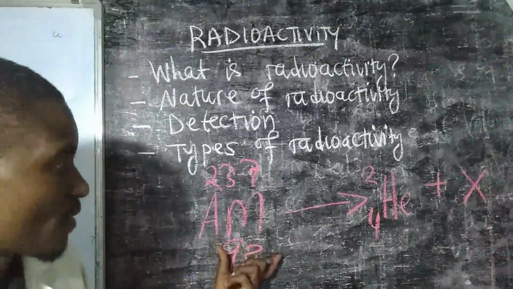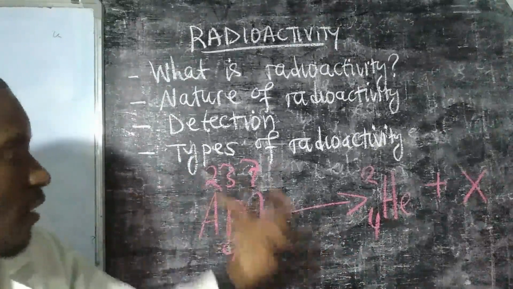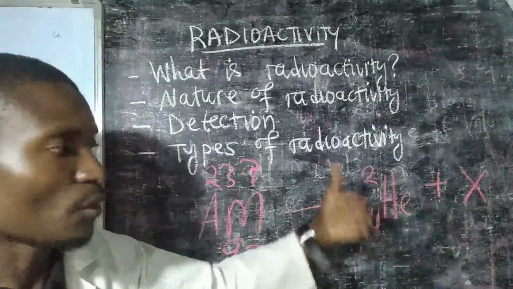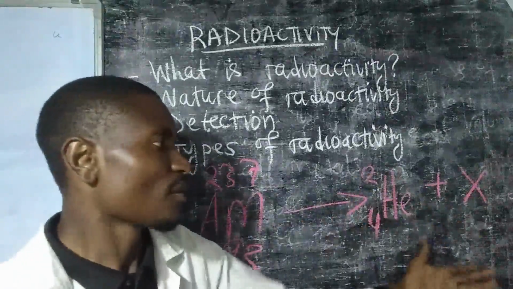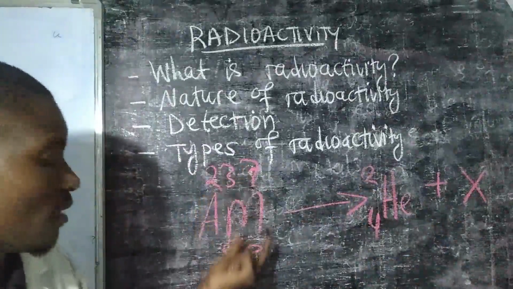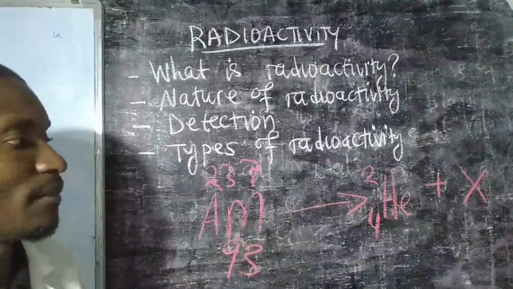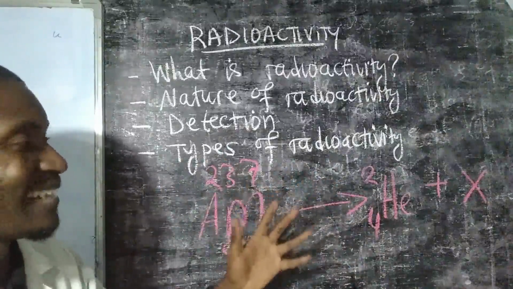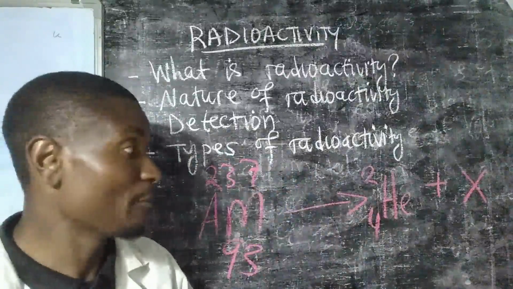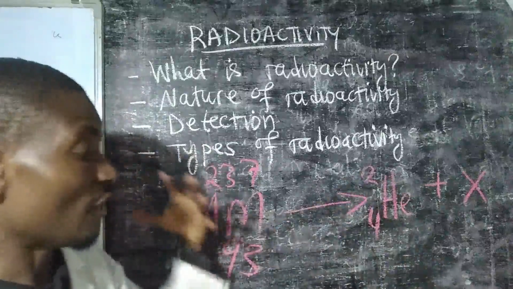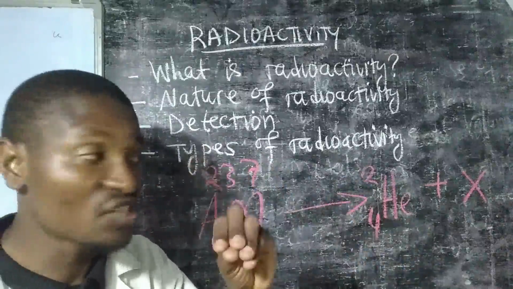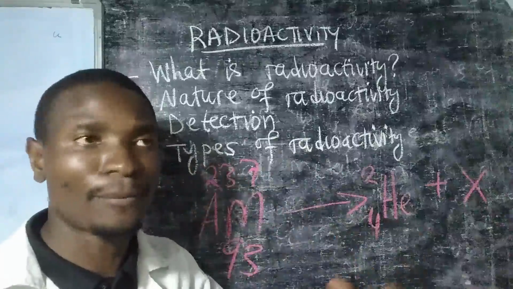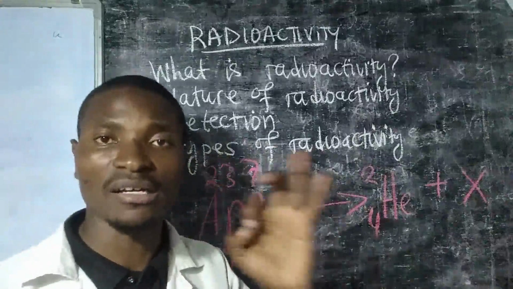When this substance americium is undergoing decay by emission of helium, which is an alpha particle, what will happen to the mass number as well as to the proton number or atomic number after it has emitted? And of course, this same americium 237 can also undergo a double decay after emitting the alpha particle, which in nature is a helium atom. It can also undergo the emission of beta particles, which is in nature an electron.